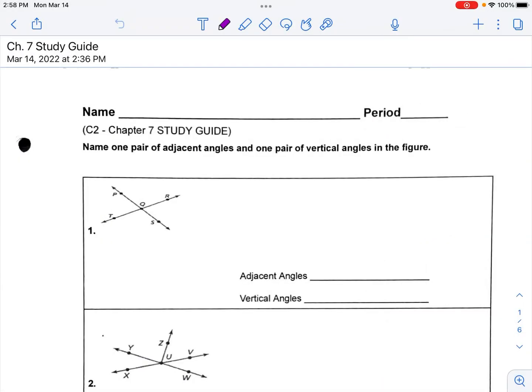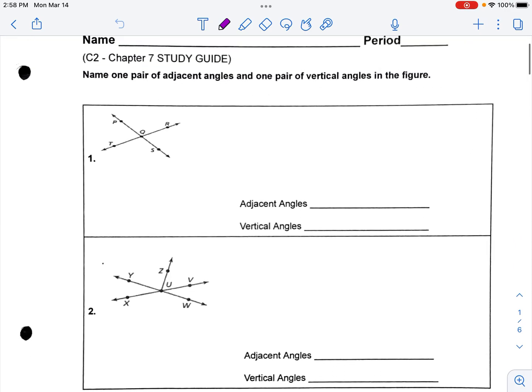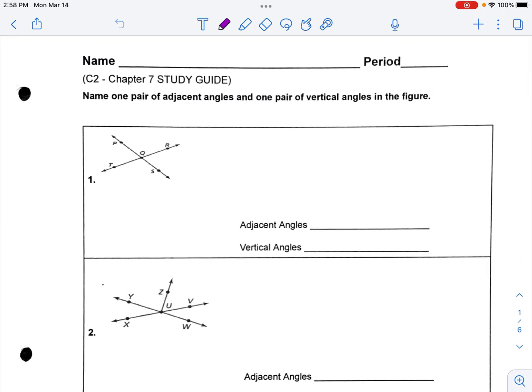Hello, today we are going to review Chapter 7 Study Guide. For numbers 1 and 2, we are to name one pair of adjacent angles and one pair of vertical angles in the figure. Obviously, on these, there are going to be more than one answer.